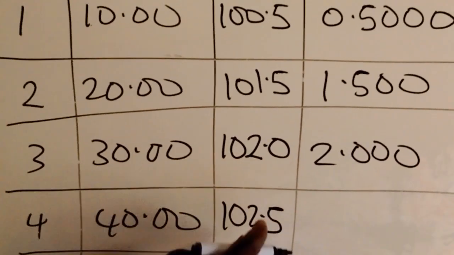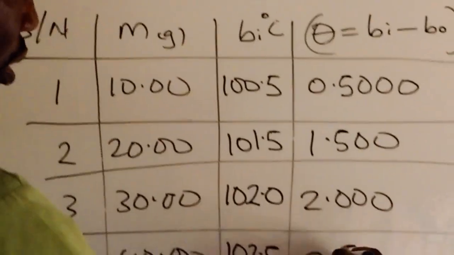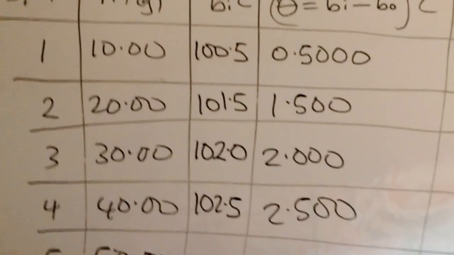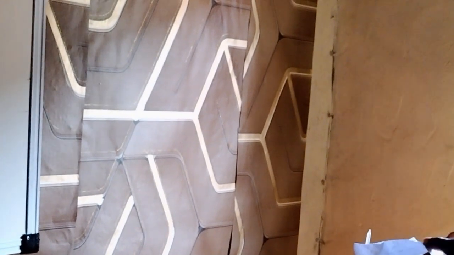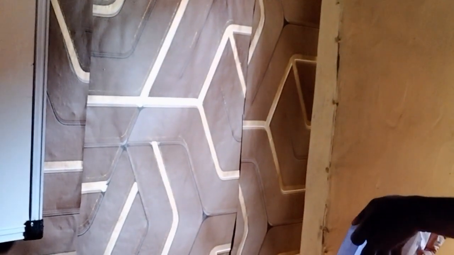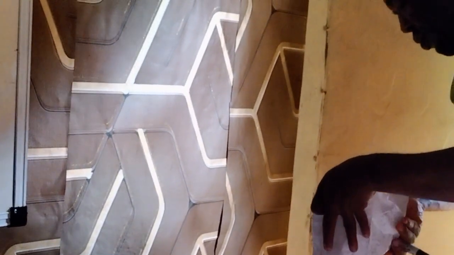102.5. 102.5 minus 100 gives us 2.500. We'll now go to the last mass, which is 50 grams. So add the 50 gram mass of salt to the mixture again. Then that is it.